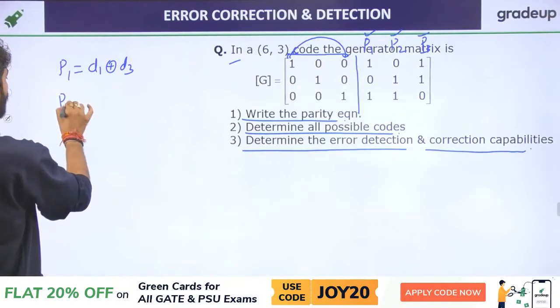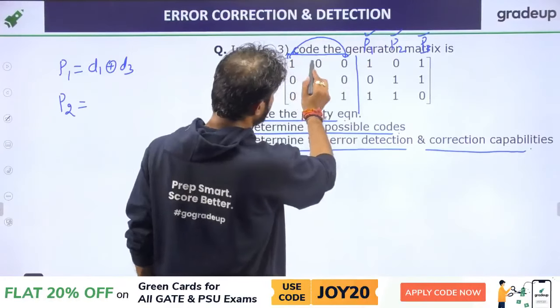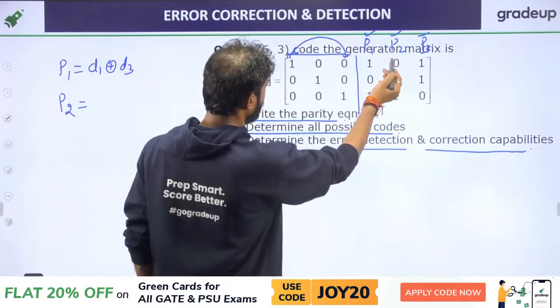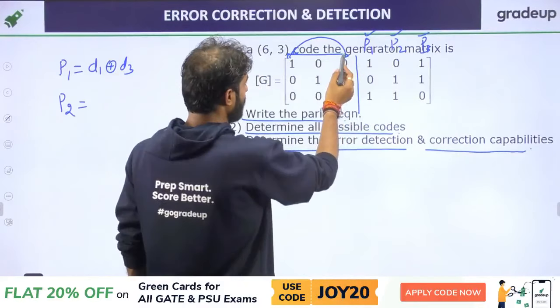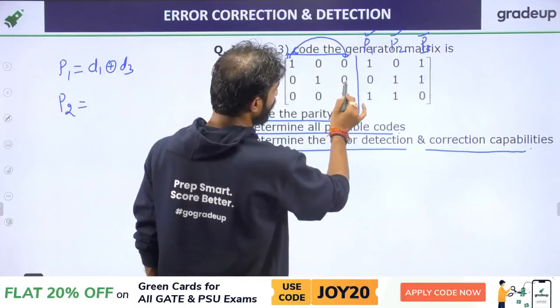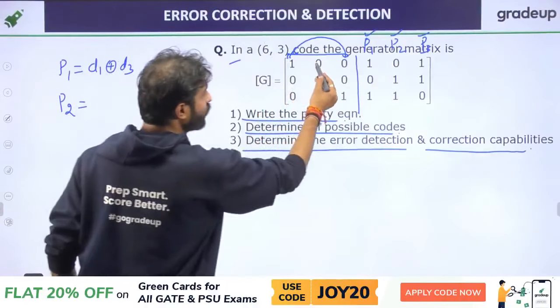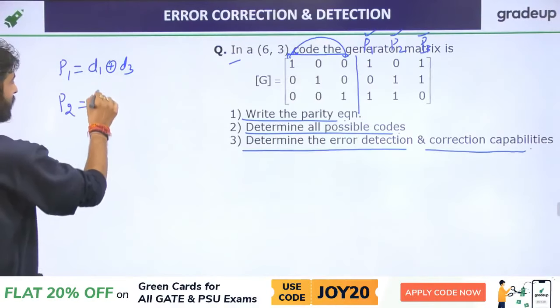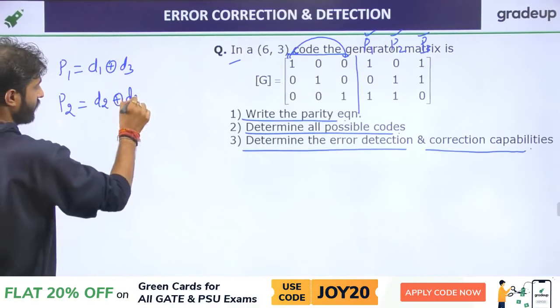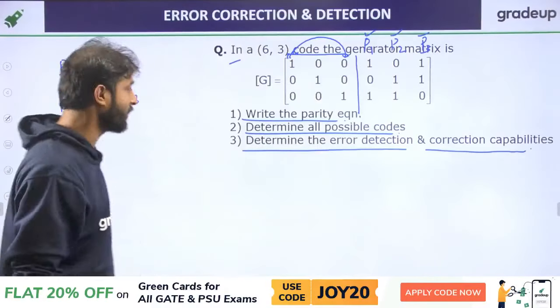Now if we want to find P2, how will it appear? 1 XOR 0 is 1, 0 XOR 0 is 0, 1 XOR 0 is 1, 0 XOR 1 is 1. So P2 is the XORing of these two things, D2 XOR D3. Yes, Nimish is giving the correct answer.